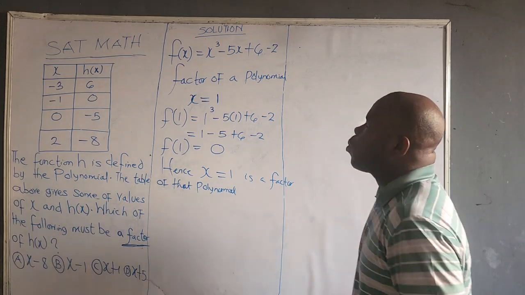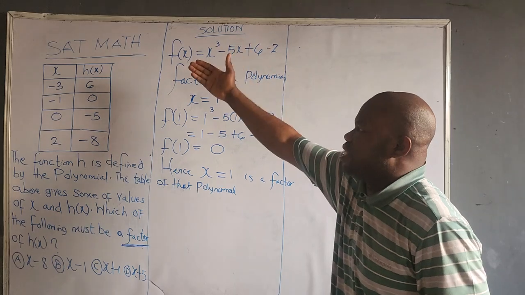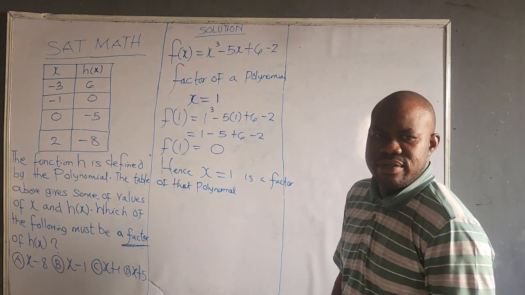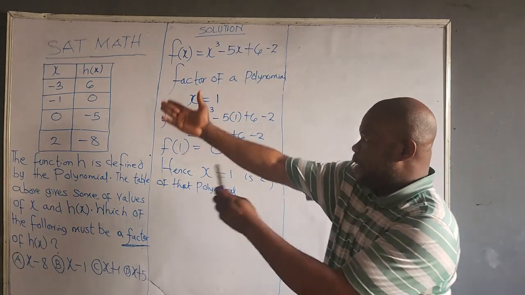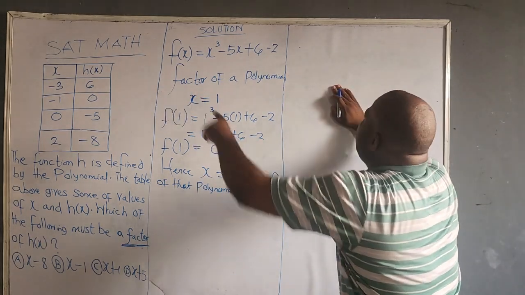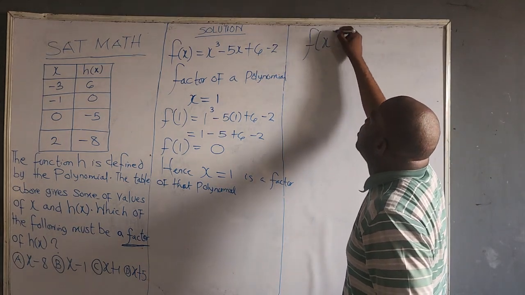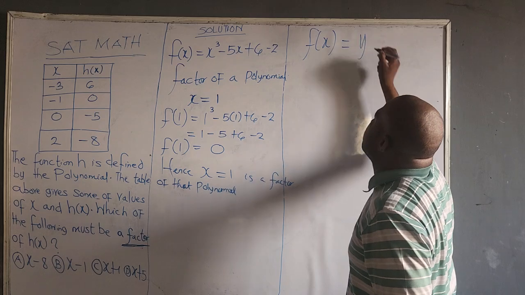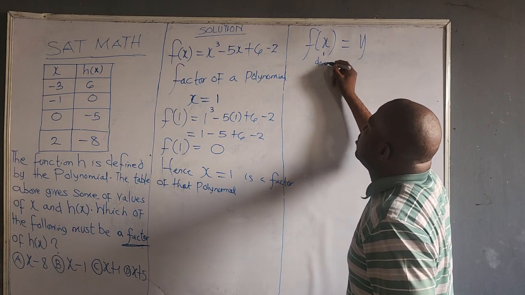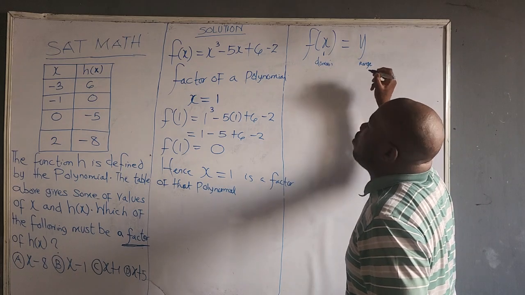What they're simply saying is, what value of x will turn this polynomial to 0? Now, because this question is given in function form, I'm going to write something for you in function. If I have f of x equals y, this x we'll call the domain, and this y we'll call the range, which is the range of values.